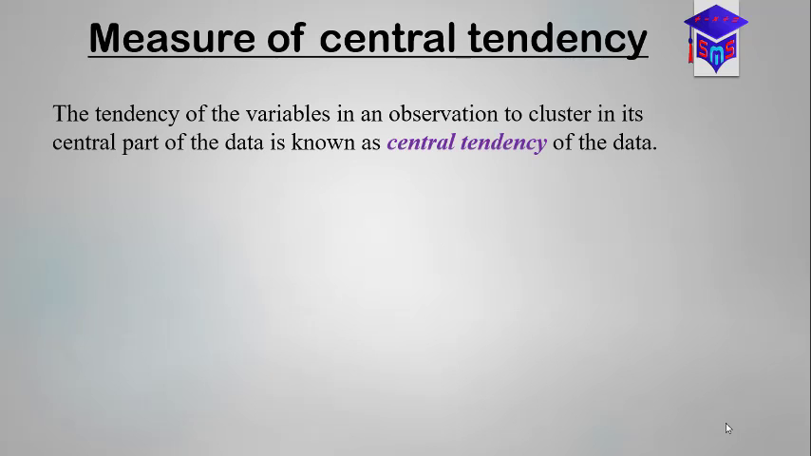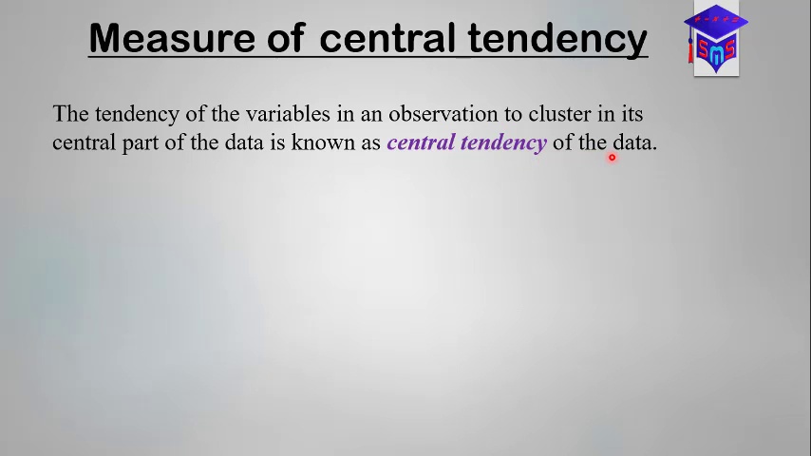In this video, we're going to talk about the measure of central tendency, which has to do with the measure of the central location of a data set. Quickly, when we say central tendency, what does it mean? Central tendency is the tendency of the variables in an observation to cluster in its central part. To cluster in the central part of the data is known as the central tendency of the data.